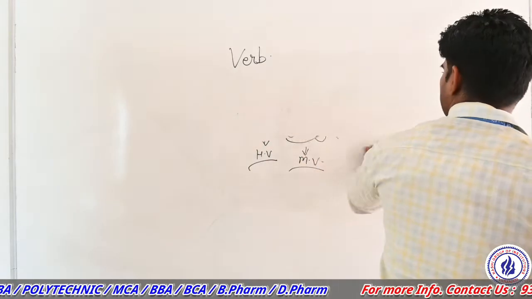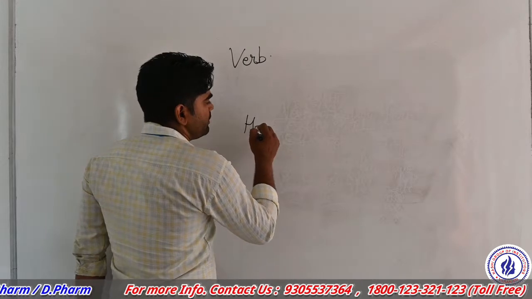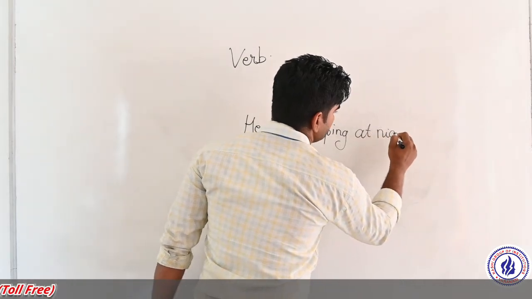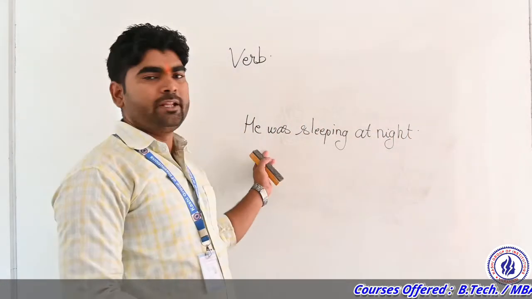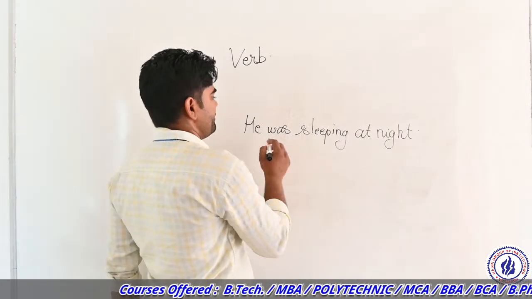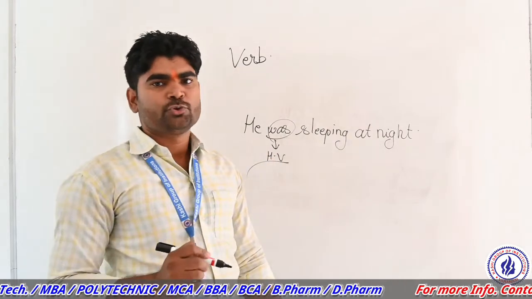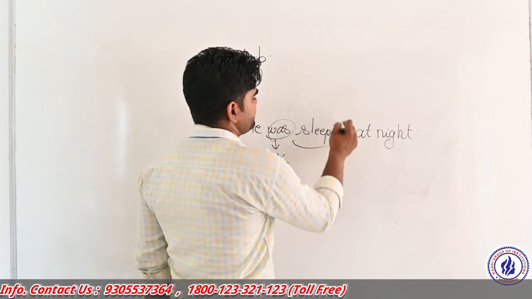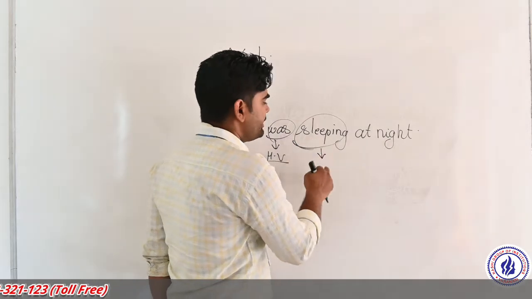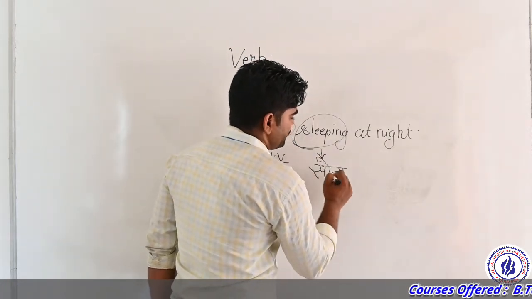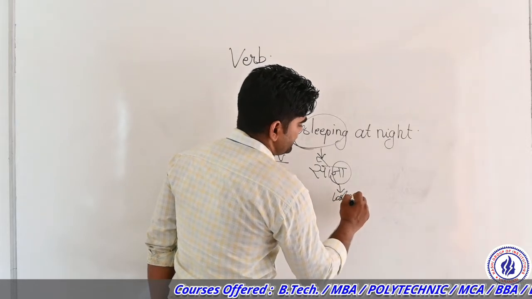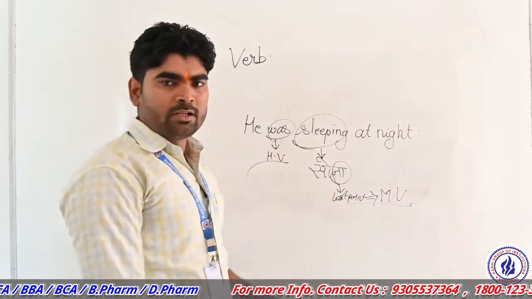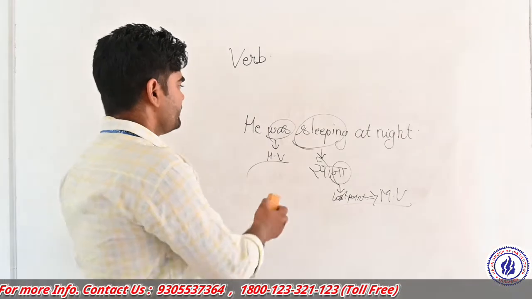Now let's take one more example: He was sleeping at night. You have to identify the helping verb as well as the main verb. This is your helping verb. You have to learn by heart the different types of helping verbs. Now identify the main verb. As I have already explained, just translate the English word into Hindi, and if you get na at the last, then it will be termed the main verb. Is it clear? We have just covered how to identify it with an example.